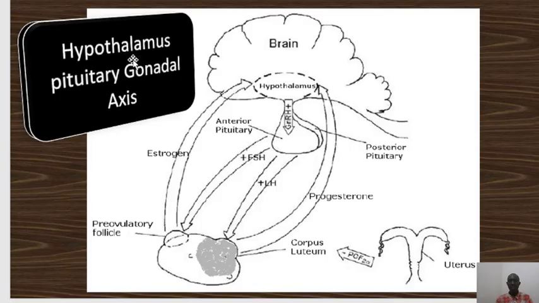This is a diagrammatic illustration of the hypothalamus pituitary gland axis, whereby I have the brain, and within the brain we have the hypothalamus, which is the master gland producing the GnRH. Then we have our anterior and posterior pituitary gland. In this case, we are dealing with the anterior pituitary gland, which produces the gonadotropins, the follicle-stimulating hormone and luteinizing hormone. These act on the ovary and bring various effects. We have the corpus luteum, which is produced after ovulation. Then we have our uterus, the uterine body. If the animal is not pregnant by day 17 of the estrous cycle, prostaglandins are produced, and they go and cause regression of the corpus luteum.